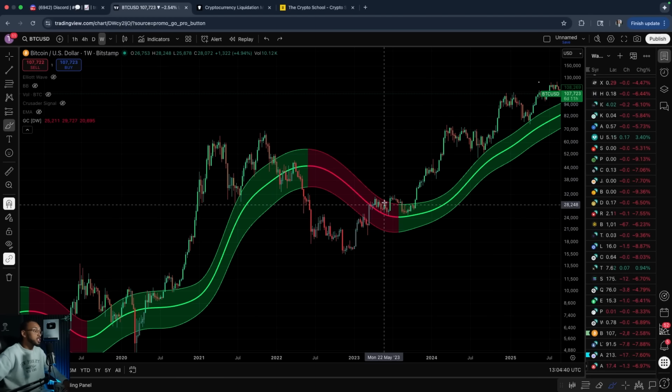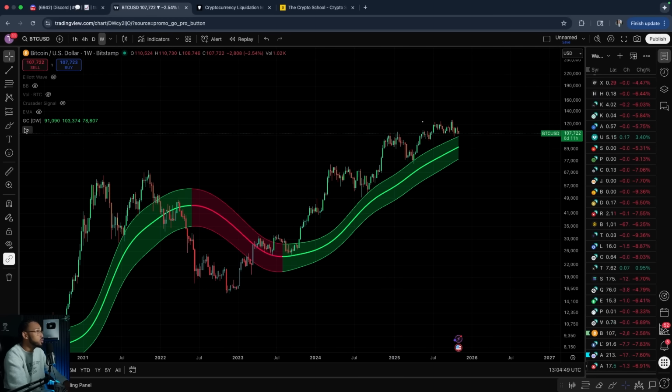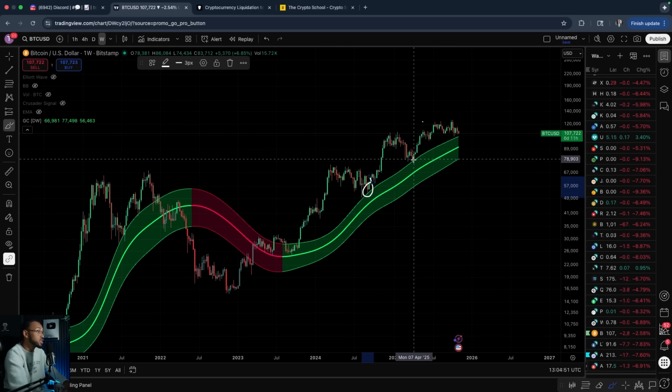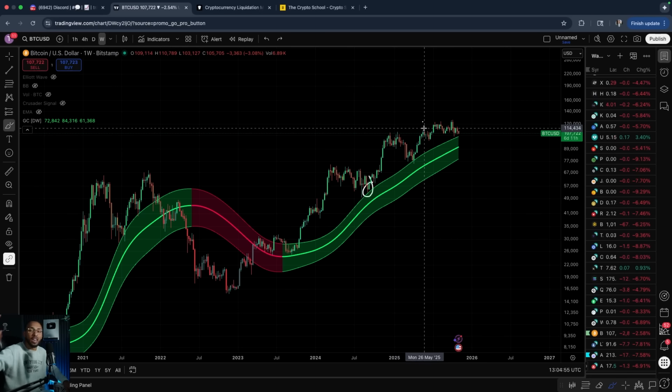So again, this is much more of a macro indicator and a much more simple indicator, and you can use it a lot more complex. For example, what you could also do is use the Gaussian channel for support levels and buy when the price of an asset comes back down to touch it, but we're not going to get into that right now, okay?